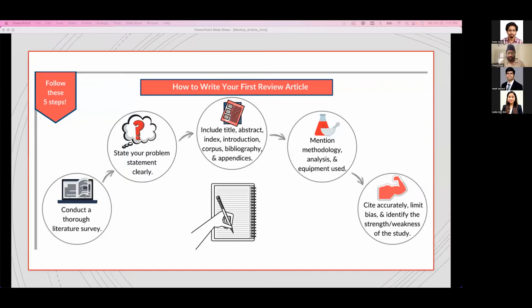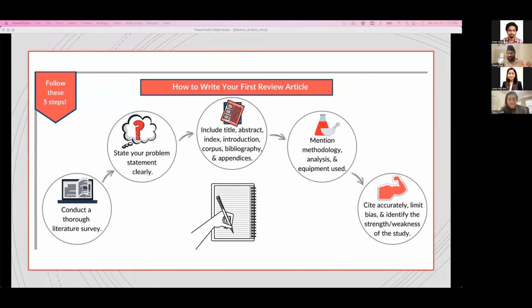Basically, these papers are very structured. You need to have a title, of course, and it should be a catchy one, because you're selling your research and it should catch people's attention so they read it. And then the abstract, which should be very concise.